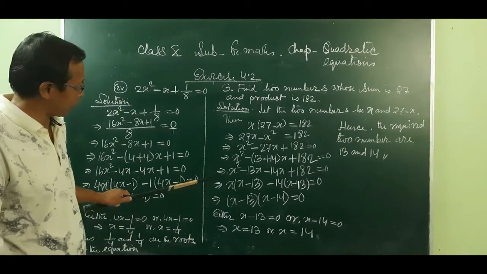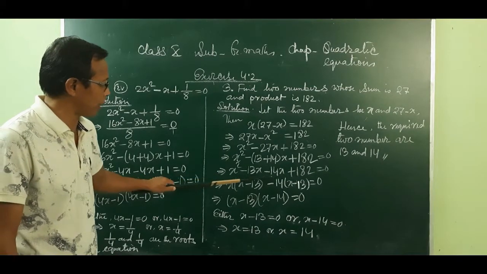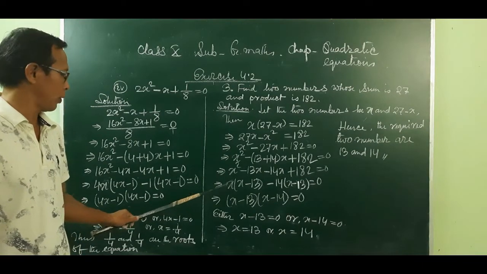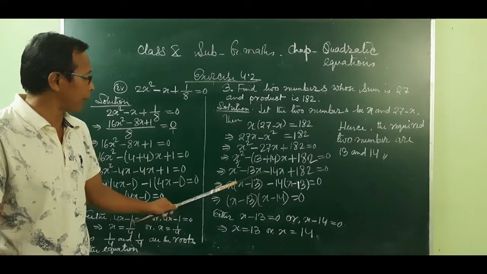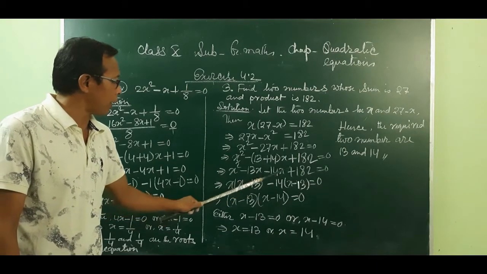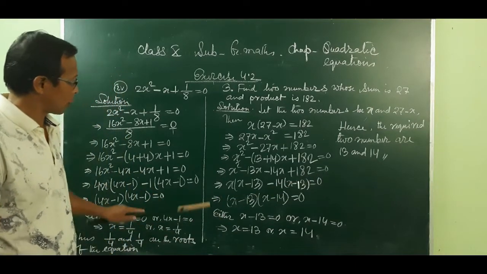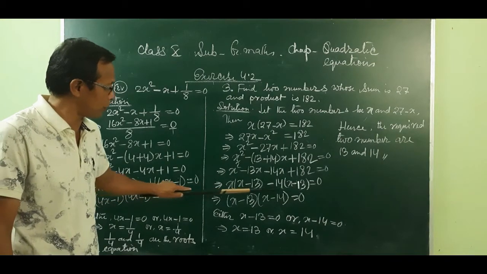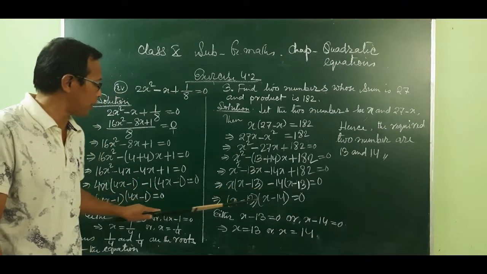So next what to do? How many terms are there? 4. Make it two groups. This is one group, this one is another group. So from here, how much can you take common? You can take x common. So within the bracket, x minus 13. From here, you take minus 14 common. So x should remain, minus 13 equal to 0. So now the only thing you have to keep in mind is that the number here should be exactly the same. So now these two are the same, so I'm taking common here.